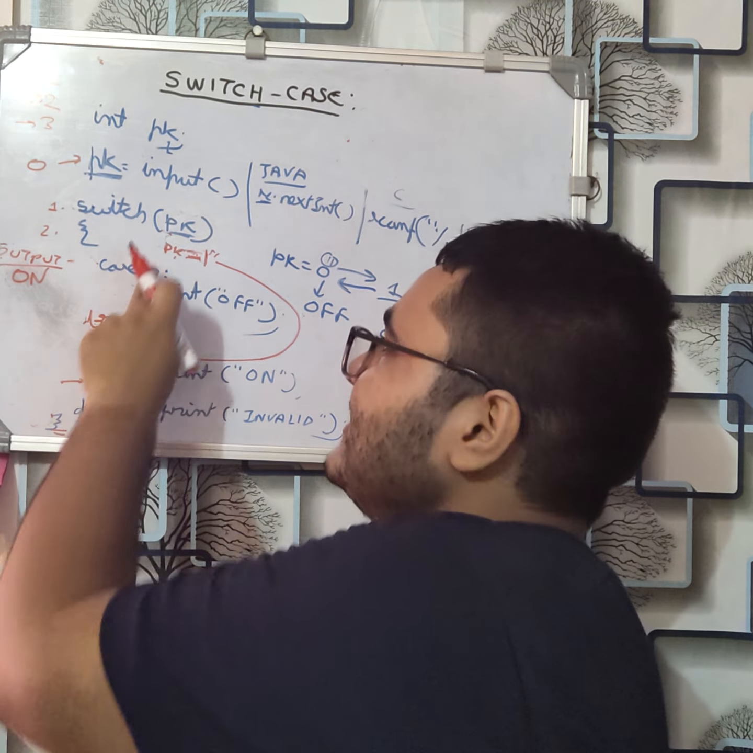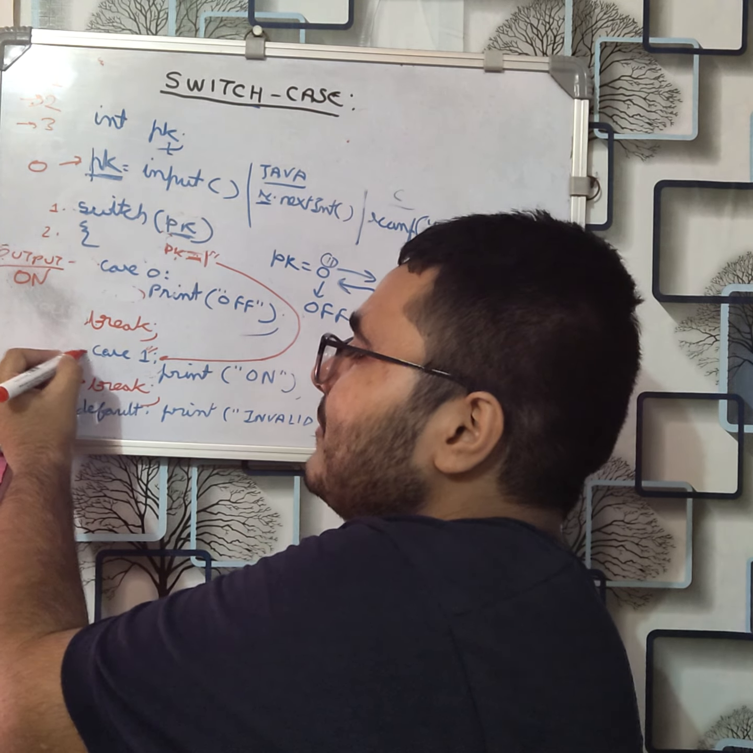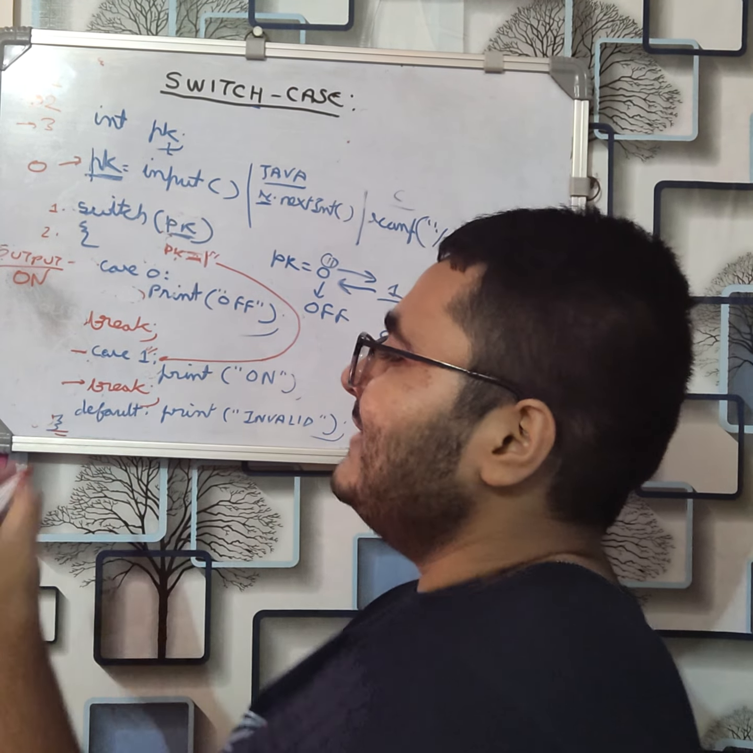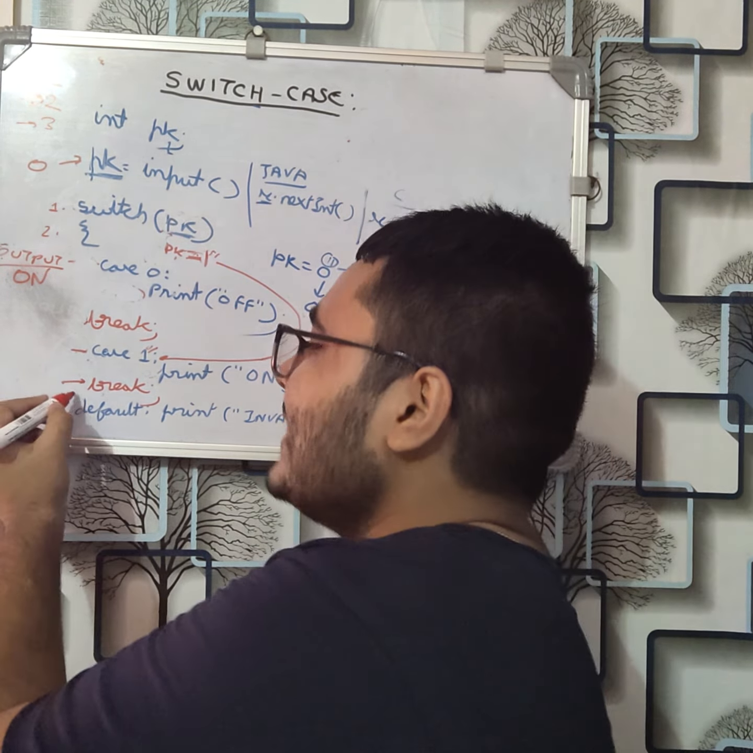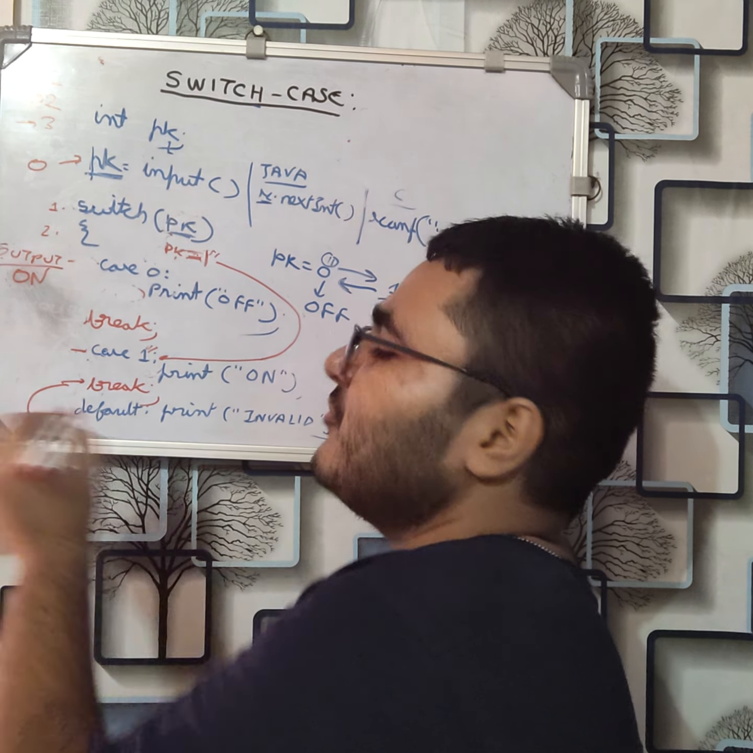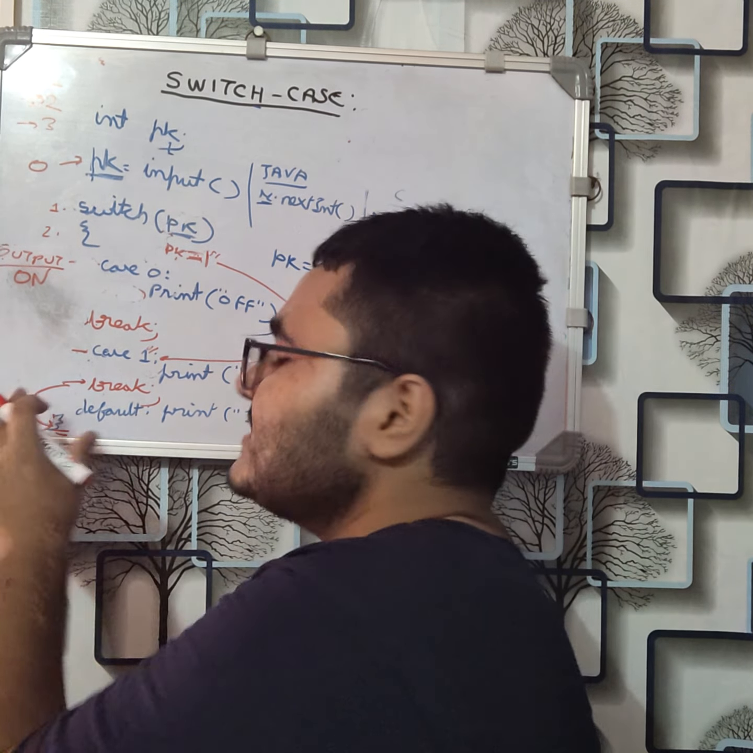Case 1 is matched with 1. So start reading from here. So print on, and then break is hit. What does break say? Just get out from the switch statement. Just get out from this statement.